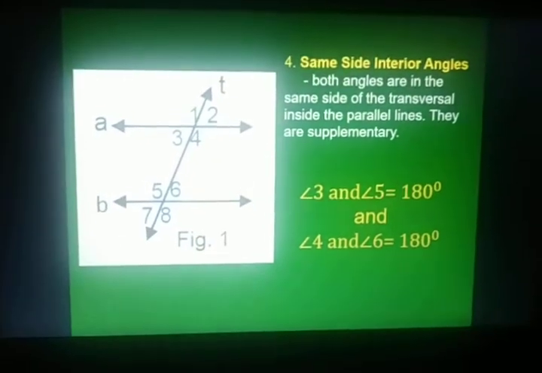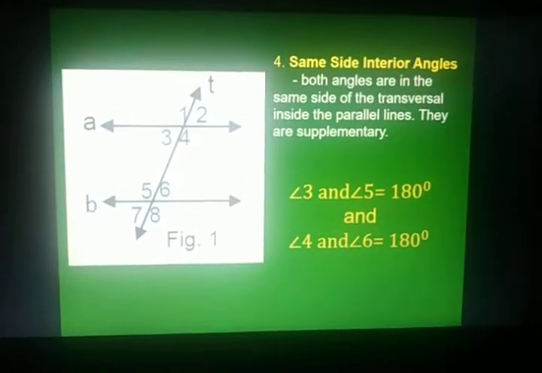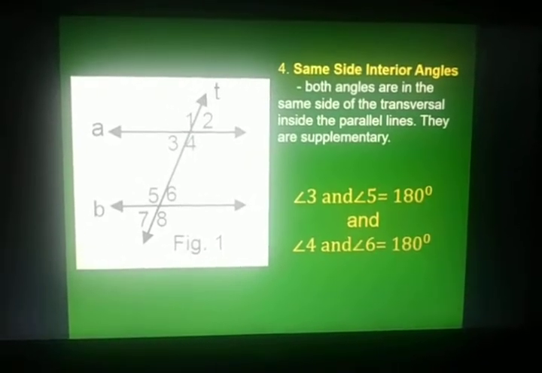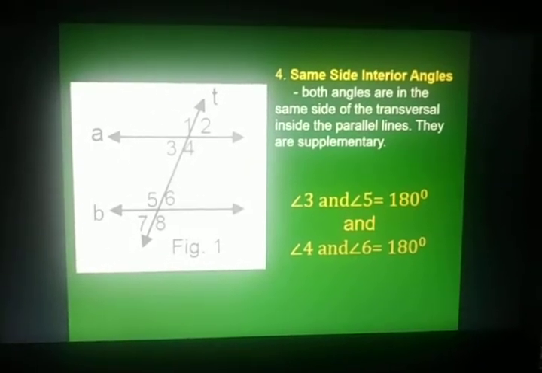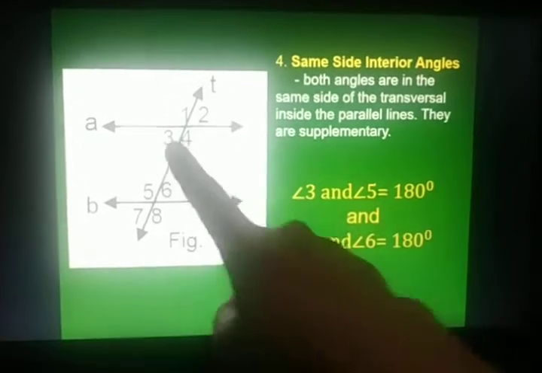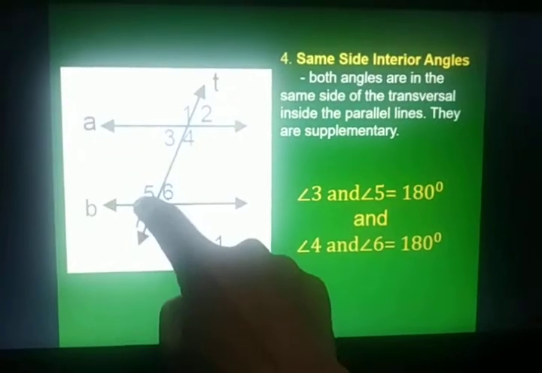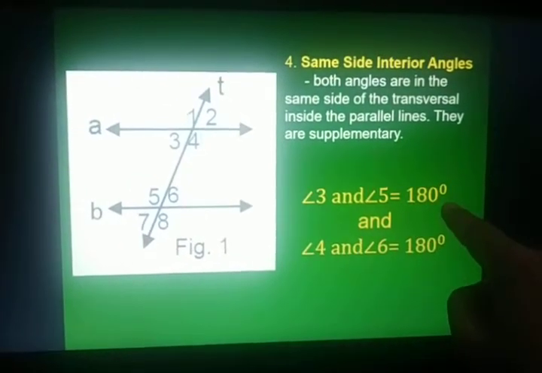They are supplementary. Class, supplementary angles are two angles with the sum of 180 degrees. If you add them, the total is 180 degrees. So, angle 3 and angle 5. Whatever the value of angle 3, if you add it to angle 5, that is equal to 180 degrees.